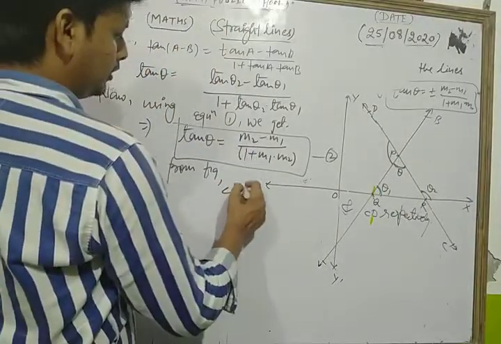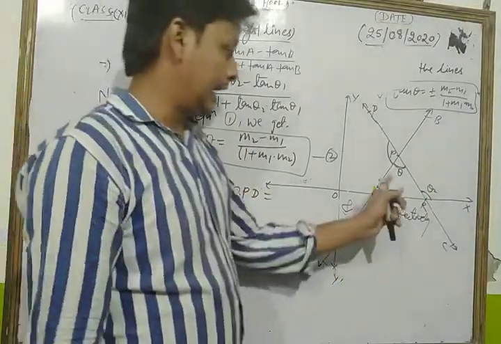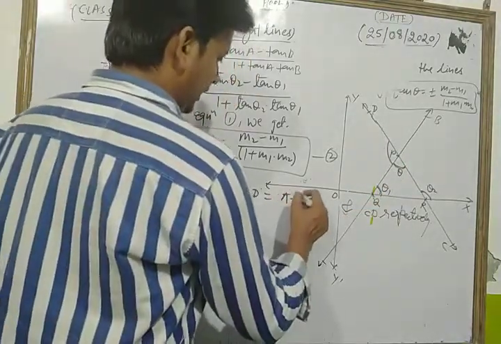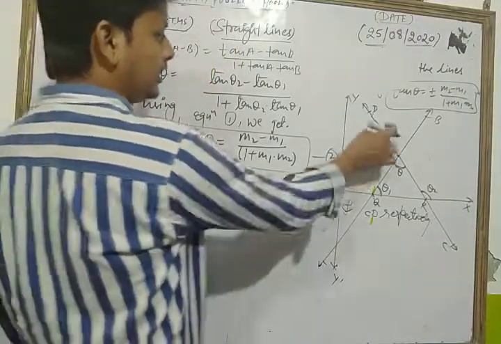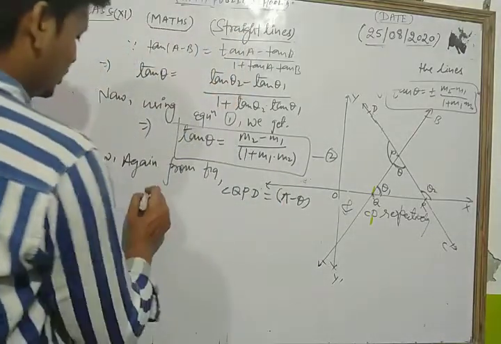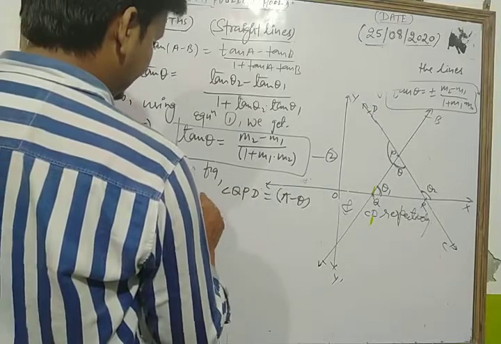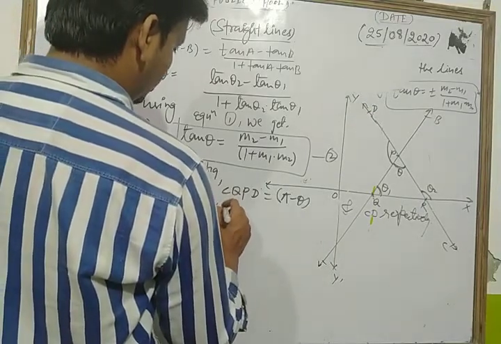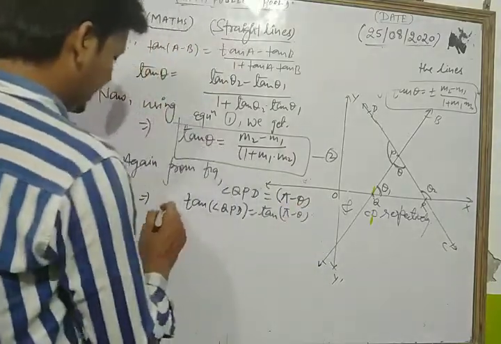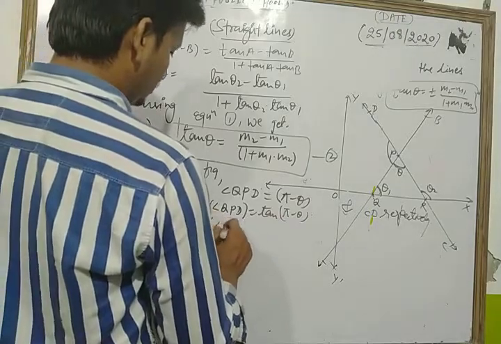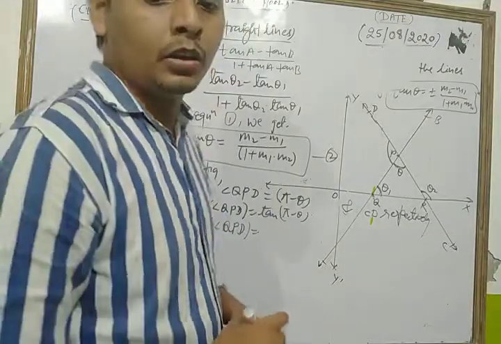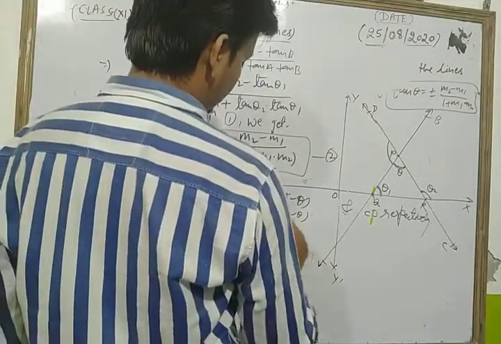Dear students, angle QPD is equal to what? Angle QPD is equal to 180 minus theta, that is pi minus theta. This is also the angle between these lines. So we take the tangent: tan of angle QPD is equal to tan of pi minus theta, and you know that this is minus tan theta. So we write minus tan theta.